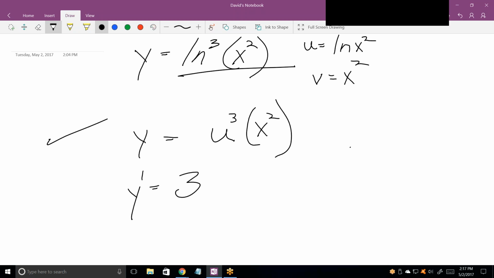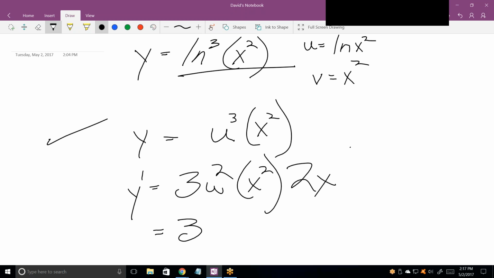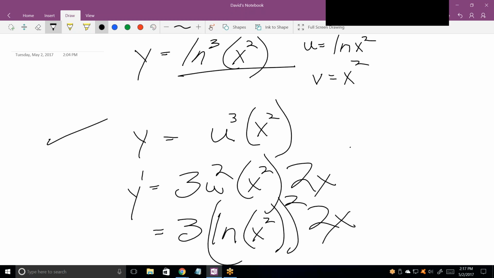If somebody gave you this problem and they said differentiate it, you would immediately say that's 3u squared of x squared times the derivative of the inside, which is 2x. Then you would go back in and substitute. So u isn't u, it's natural log of x squared. So natural log of x squared, squared, times 2x.